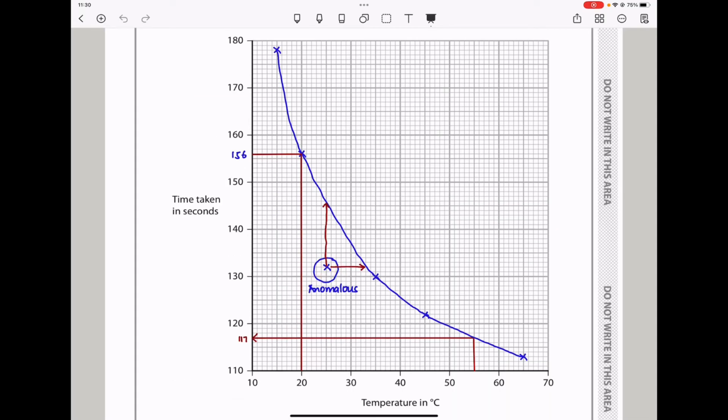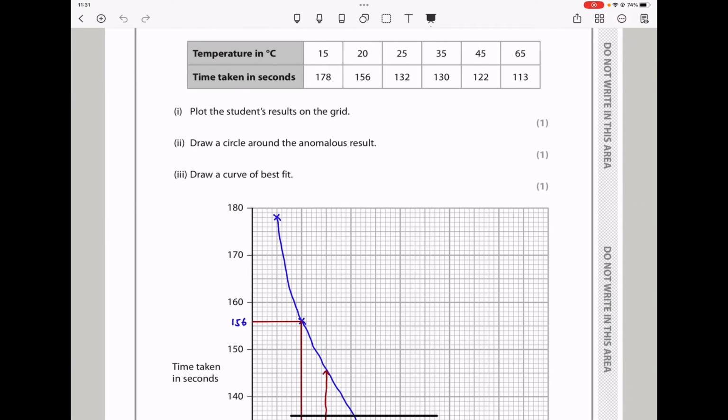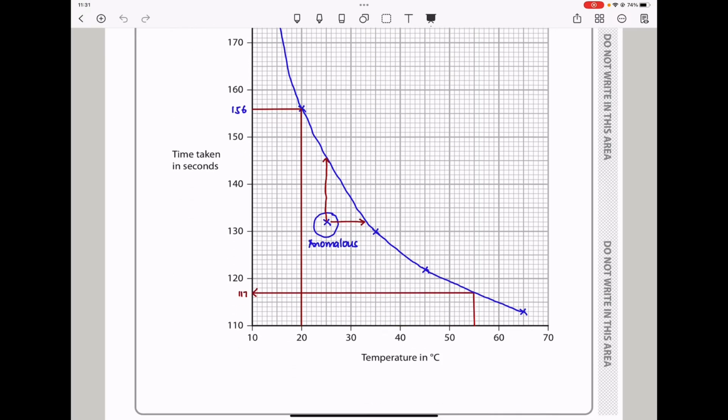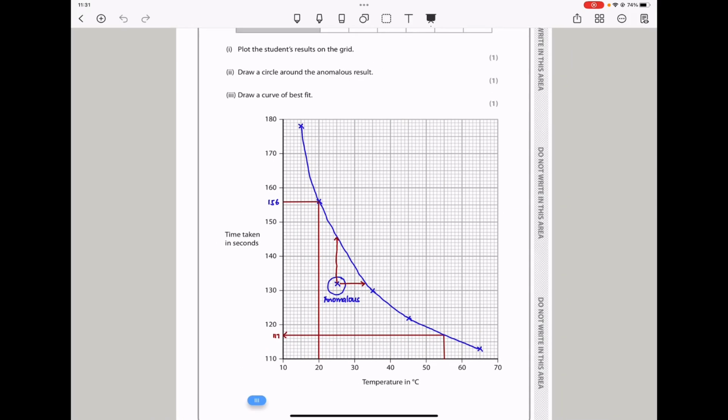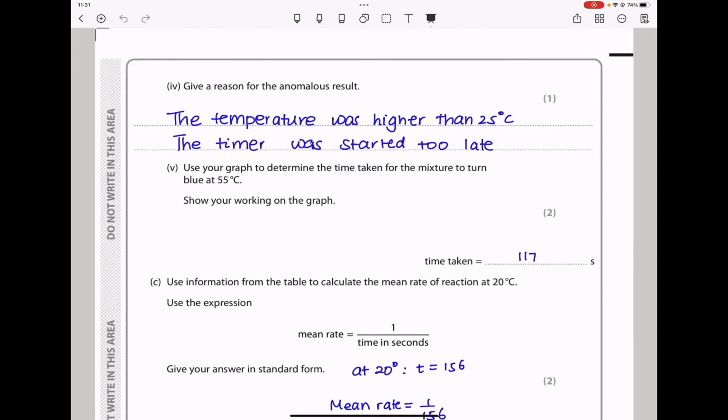When I gave this to some students to draw, actually some of them ended up drawing through this point like this and went like that. That is also acceptable for those who chose the anomalous result to be here, but the best should be going through this point here. So then lastly they say draw a curve of best fit. Of course the curve of best fit is going to go through these points like that, and that should be your answer. So moving on.